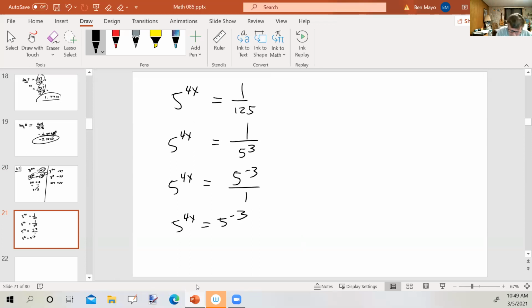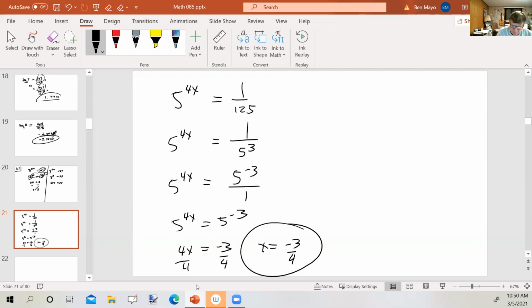Since the bases are equal, now the exponents are equal. 4x equals negative 3, divide both sides by 4, x equals negative 3/4. Any questions on that one?